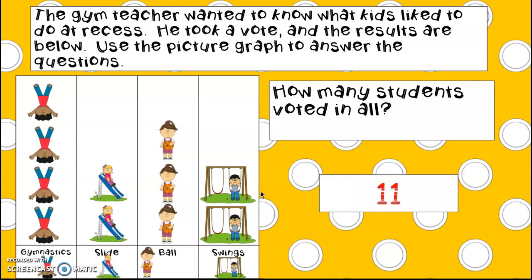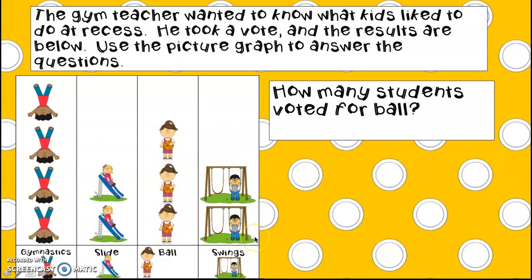Ready? 11. 4, 5, 6, 7, 8, 9, 10, 11. How many students voted for ball? How many kids like to play ball at recess? 3.